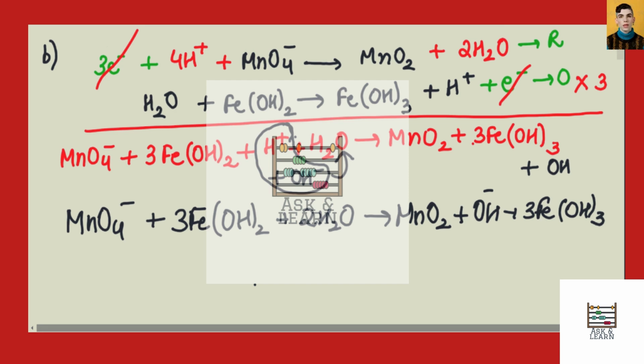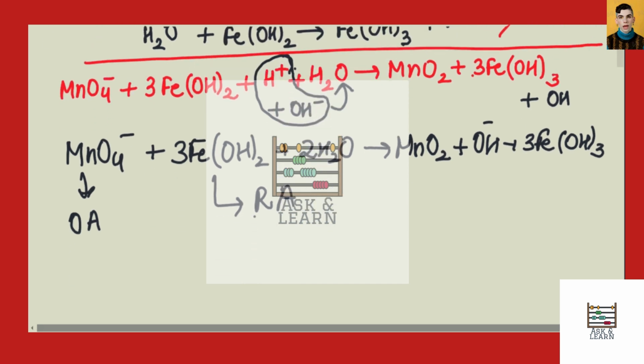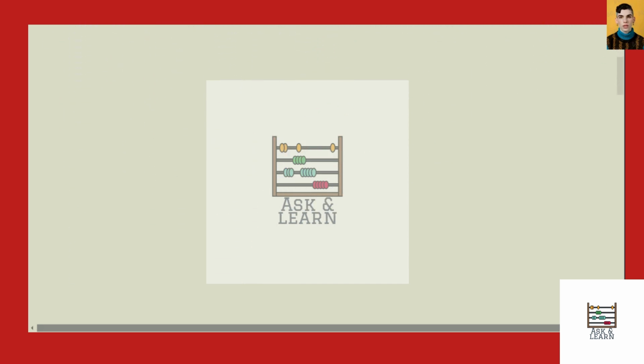Now if you see, the oxidation state for the iron is actually increasing, so this one is our reducing agent and the manganese will be the oxidizing agent, since it's oxidizing iron by itself getting reduced. So this is our part B. Now we move to part C.